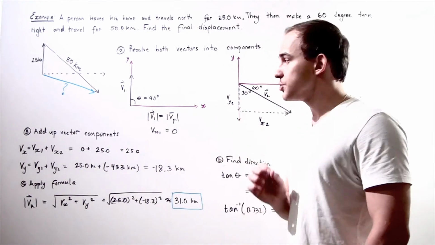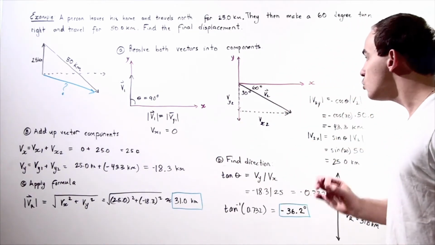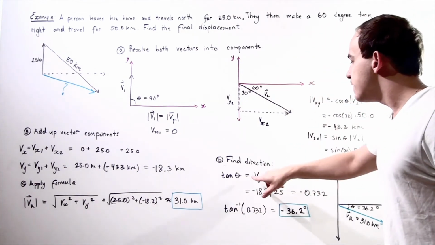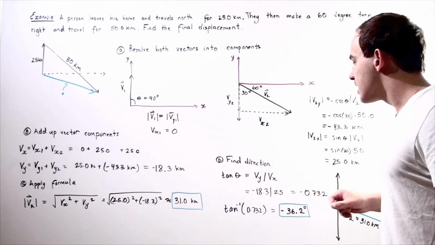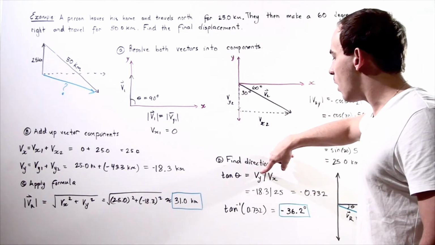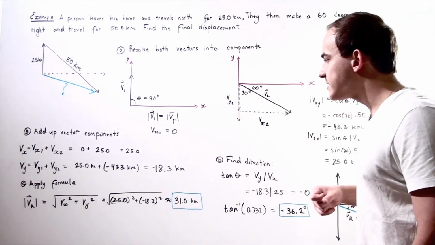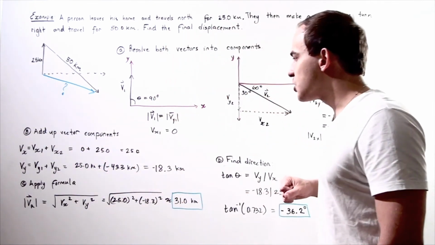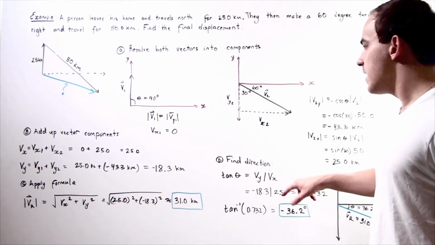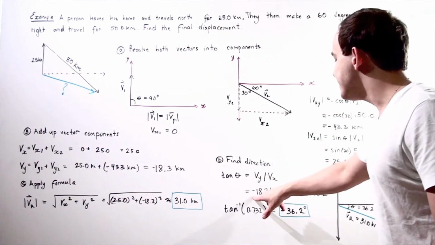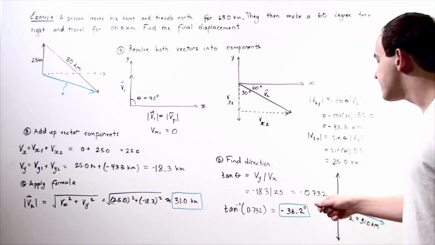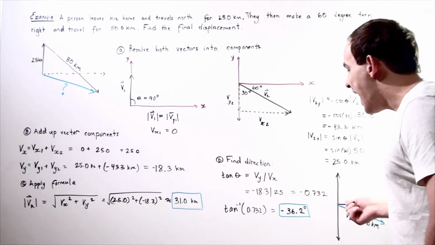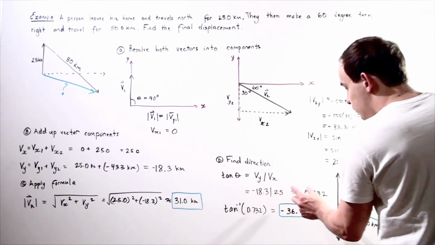What about our direction? So we can get our direction by using tangent. So tangent of this angle is equal to Vy divided by Vx. So the component along the y direction divided by the component along the x direction. So we use the things that we got from part B. So our Vx is 25 and our Vy is negative 18.3. So we get approximately negative 0.732.